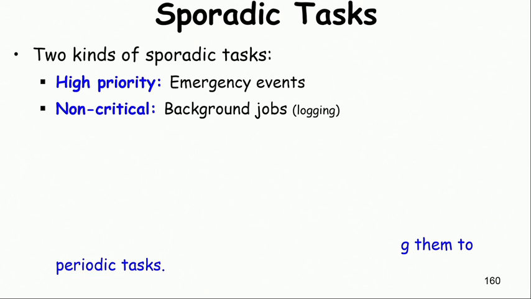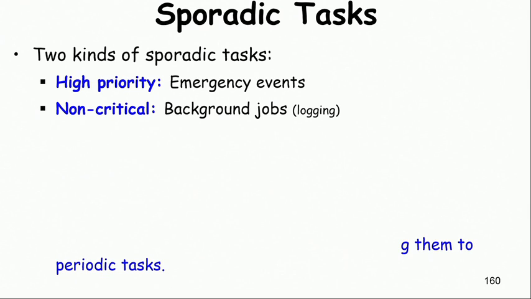Before that, let us look at some aspects of the sporadic tasks. So, there are two types of sporadic tasks. Some are high priority. For example, an emergency event like, let us say, there is a fire detection reported and a task needs to be started to report fire conditions and also to start the water sprinklers. So, this is a very random event, occurs very rarely, but then this is a high priority event, it should not get delayed.